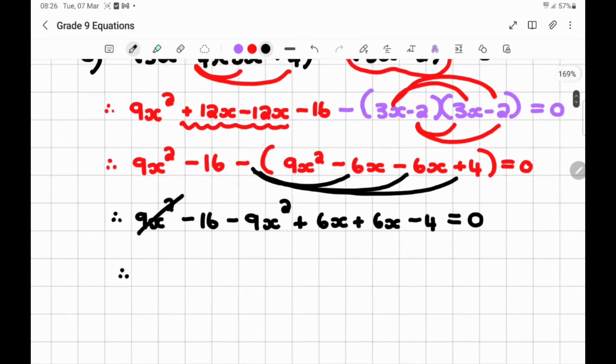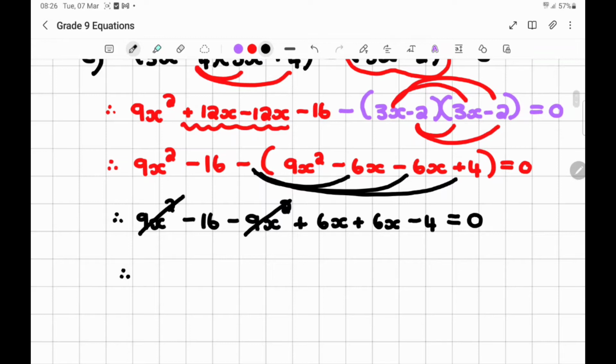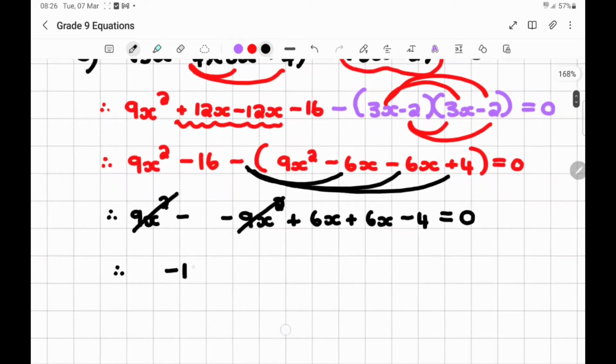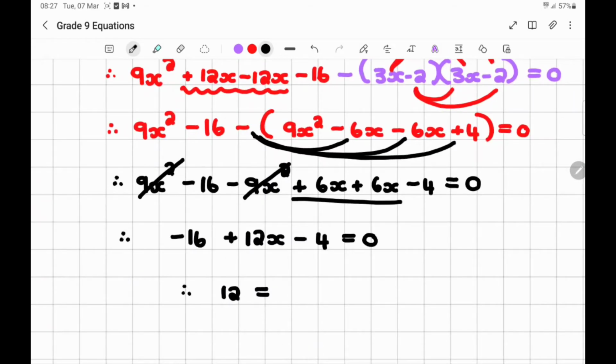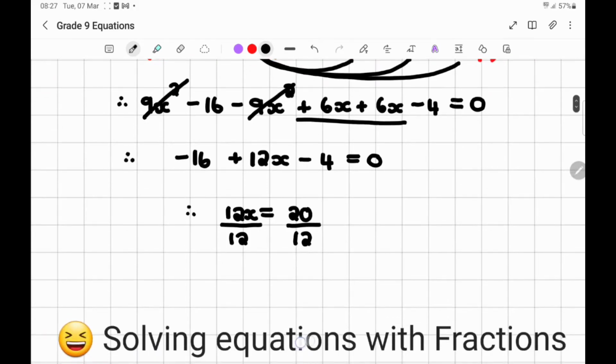Okay, so 9x squared minus 9x squared gives you 0. So 9 bananas minus 9 bananas. Now there's no more bananas. Then the negative 16 gets left over here. And then plus 6x I can simplify as plus 12x. Minus 4 is equal to 0. And then bringing x alone, it will give me a positive 16 plus 4, which gives you 20, divided by 12.